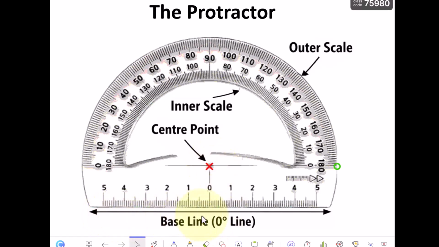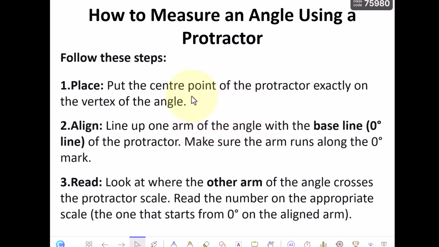Then finally the baseline. So the baseline is this horizontal line that runs from 0 through to 180, or from 0 on this side through to 180. So sometimes you can even use protractor as a ruler. That's why you also have some centimeter measurement on this side when you use it to rule. So take note of these various parts of a protractor. Now, how to measure an angle using a protractor.